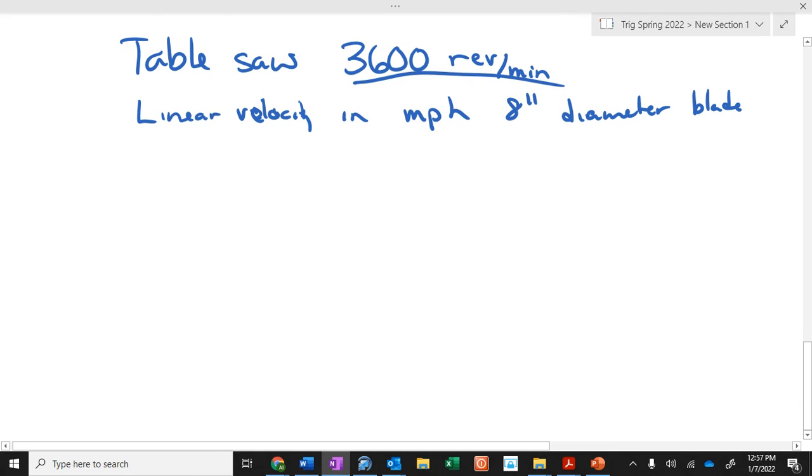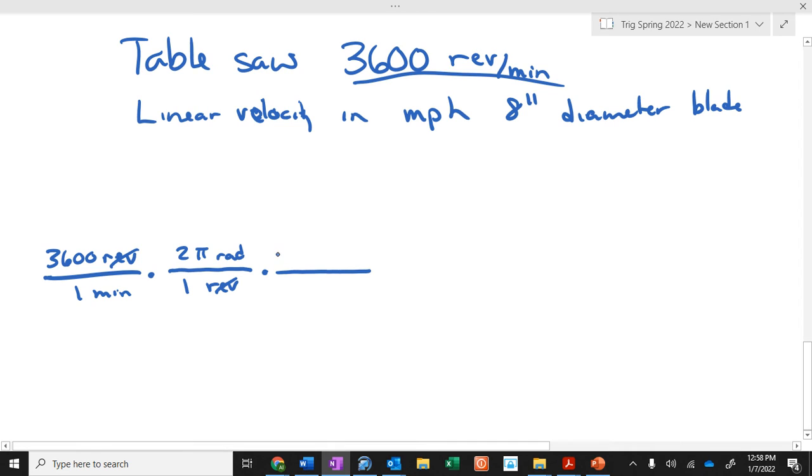So, what do we start with, do you think? The 8 or the 3600? We start out with the 3600 revolutions per 1 minute. Now we have to get rid of revolutions and change it to radians: 2 pi radians in 1 revolution. We get rid of radians by putting down the radius. What's our radius? 4 inches in 1 radius, because if the diameter is 8, the radius is 4.